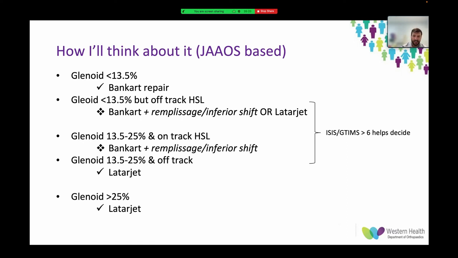The grey areas, these ones in the middle, where if you got less than 13.5%, but an off-track Hill-Sachs lesion, then you should be thinking about a Remplissage, or some surgeons will go straight to a Latarjet for that scenario. And again, the GTIM score of greater than 6 can help you decide that based on your patient and their demands. Glenoid, if you have 13.5 to 25% and an on-track Hill-Sachs lesion, then you can get away with just a Bankart and a Remplissage. A glenoid of 13.5 to 25% and off-track, really there's a bit too much bony stuff going on there, and the recommendation would be to go to a Latarjet.